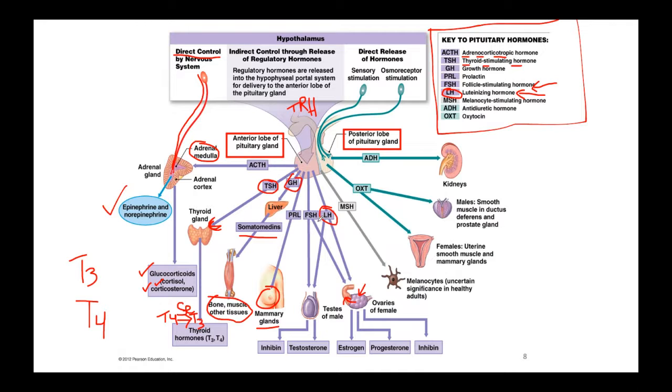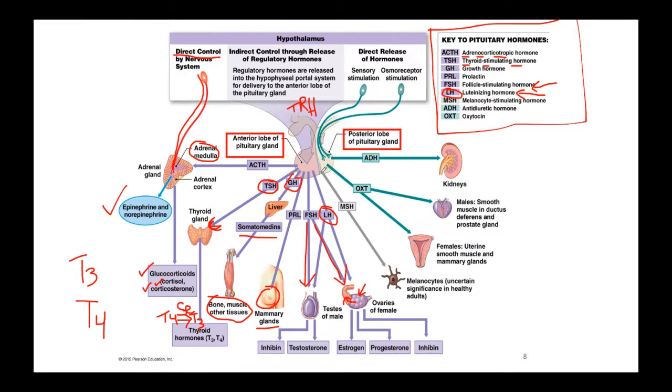FSH works in conjunction with LH. They both work together. So FSH is going to affect both the male reproductive tract, and FSH will also affect the female reproductive tract. FSH is involved in producing the sperm in the male, and follicle stimulating hormone in the female is designed to help produce the eggs. Okay?